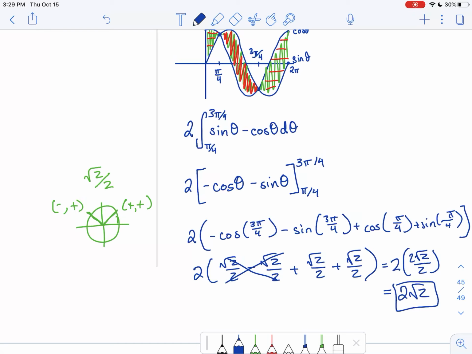Review your unit circle. It's going to be really helpful for you in a lot of these different problems that you aren't allowed to use a calculator on.